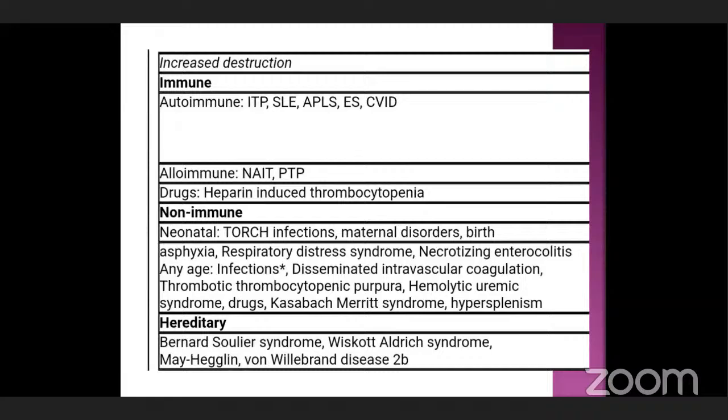Next is non-immune mechanisms. Mainly, it depends on the age also. So in the newborn period, there are many conditions which cause thrombocytopenia, and at other ages there are other conditions. So in the newborn period, what are the non-immune causes of thrombocytopenia? First is TORCH infections. So what is TORCH? Expand TORCH.